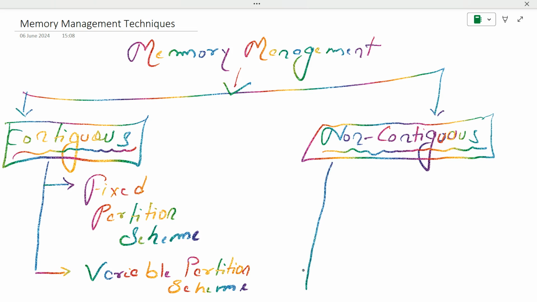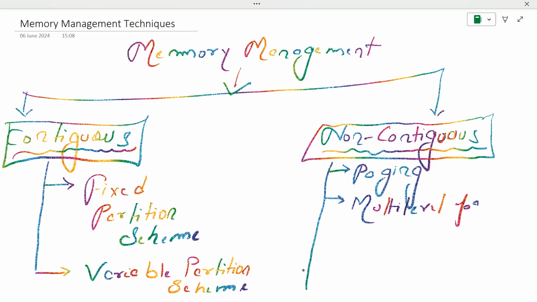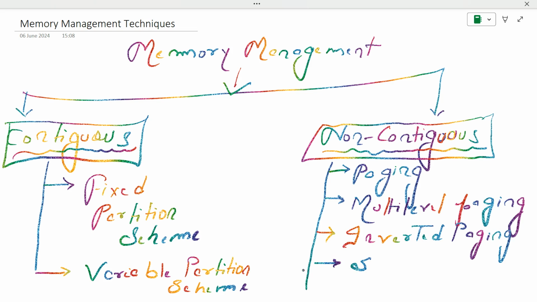In this, we are going to divide the memory management into various types. There is one type called paging. Another one is called multi-level paging. This is also paging only, but a little bit different. We'll see in the further videos. And third is the inverted paging. Then there is segmentation.